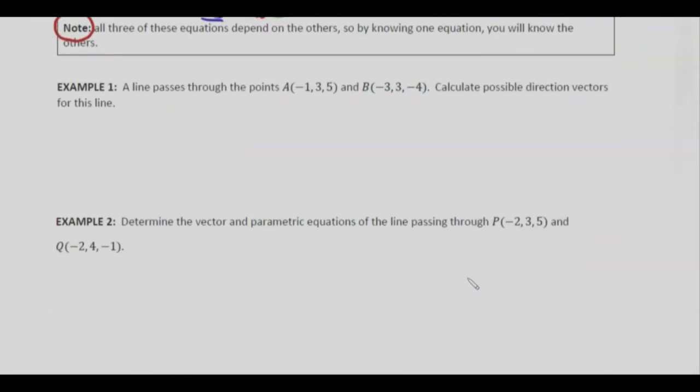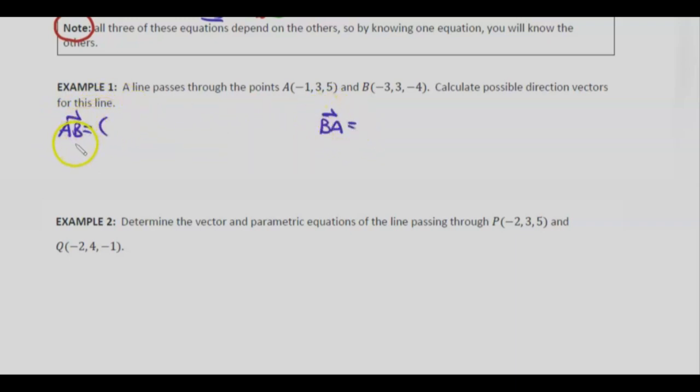So let's go ahead and start example 1. A line passes through these two points, A and B. First, calculate possible direction vectors for this line. We have two direction vectors that these could possibly make. We have AB and we have BA. Let's take a look at these.